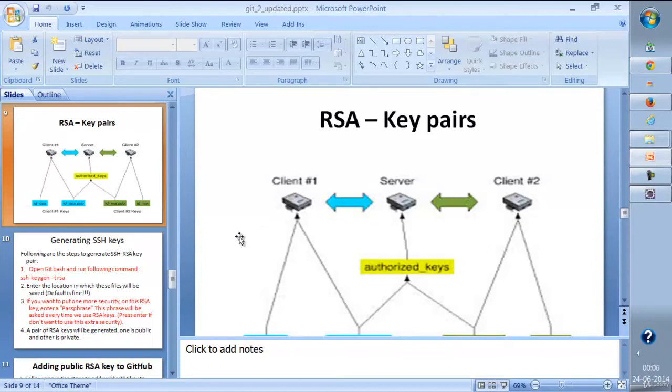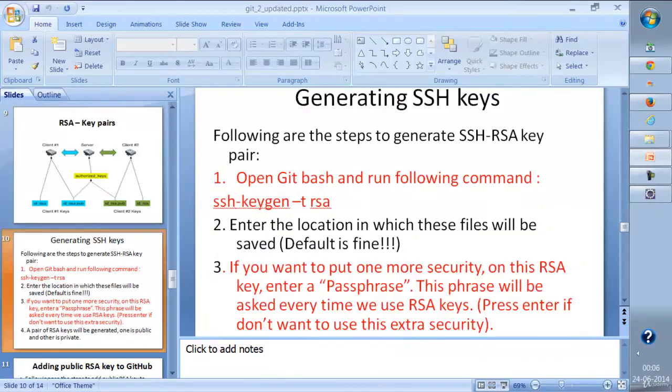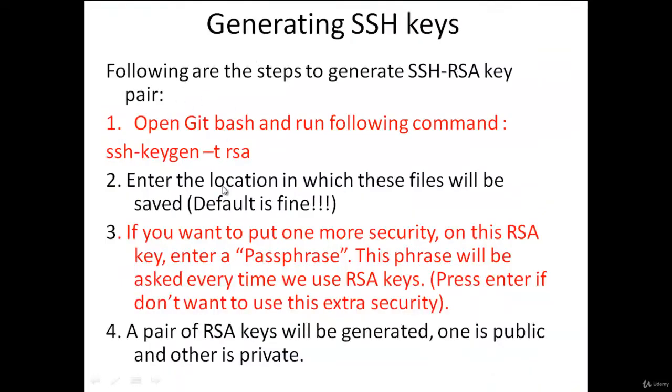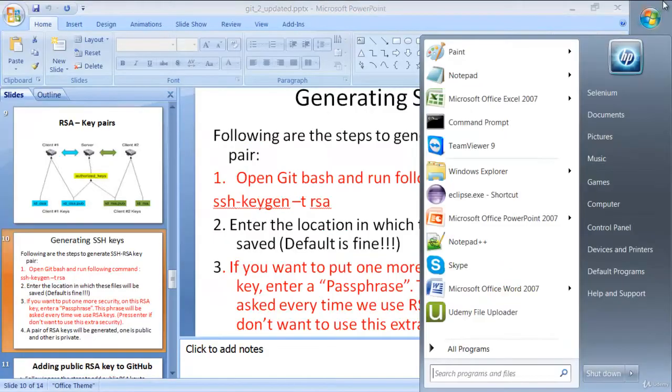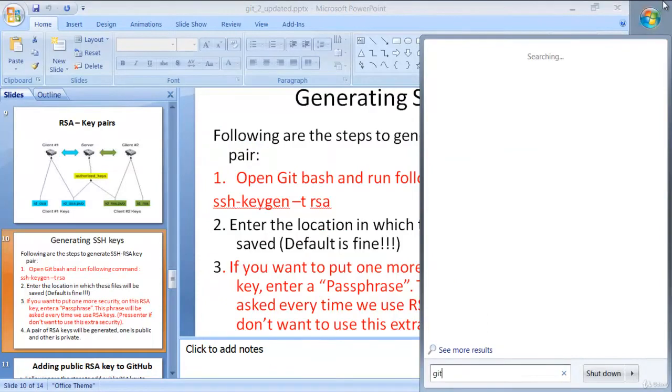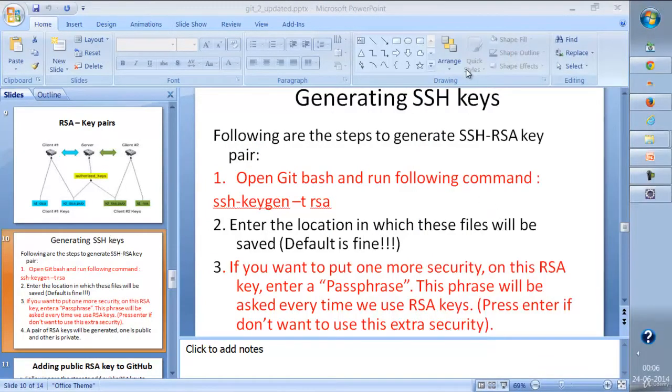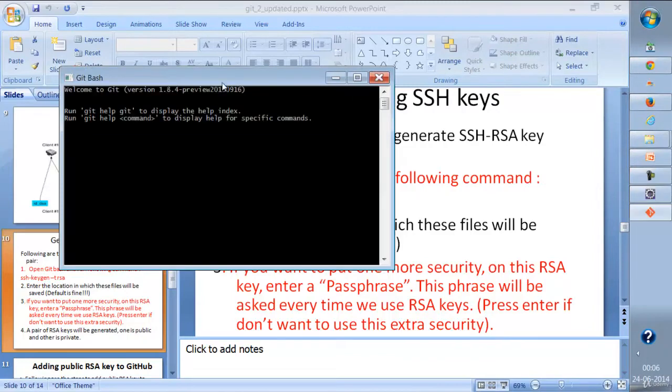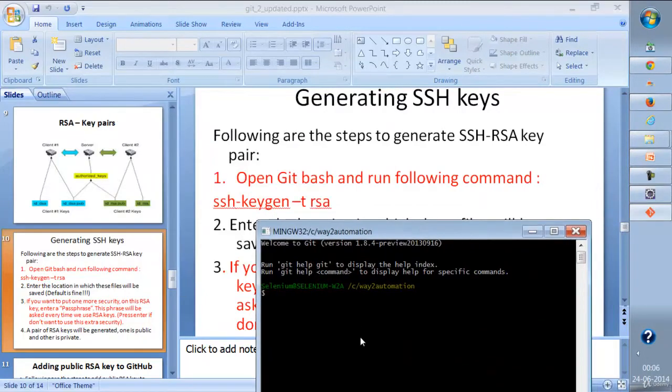Now let's see how we can generate the SSH keys, right? These are the steps that I have mentioned for how you can generate a key. You need to open up a Git Bash. So I'll go to Git and open up the Git Bash first, right? This is my Git Bash, and I need to type this command, that is ssh-keygen -t.